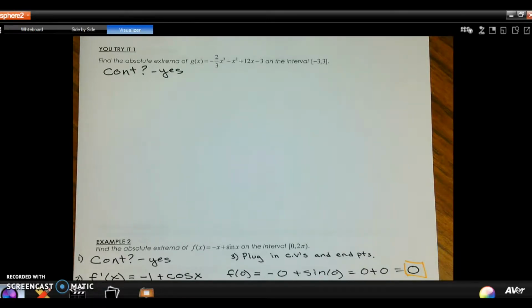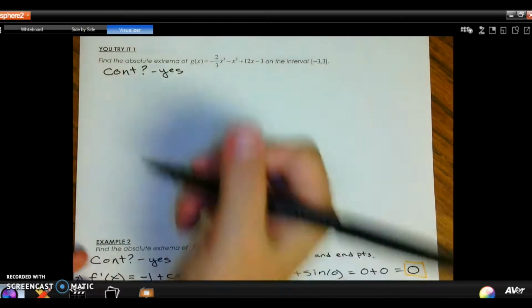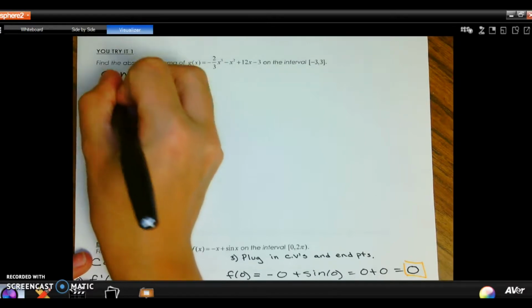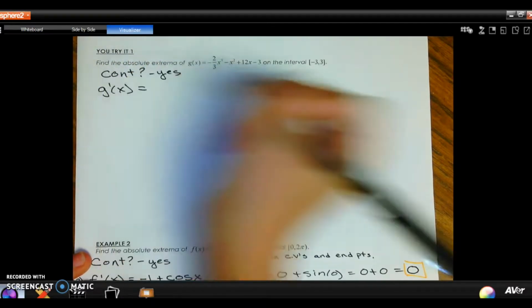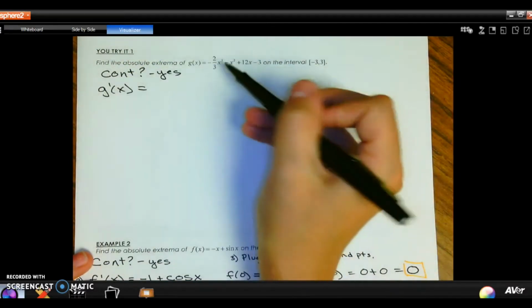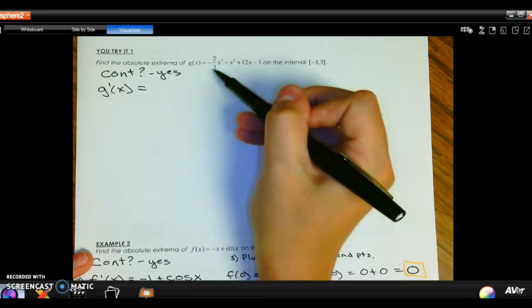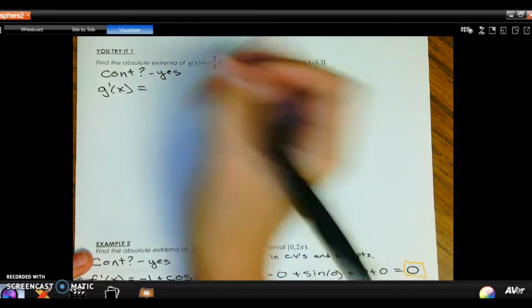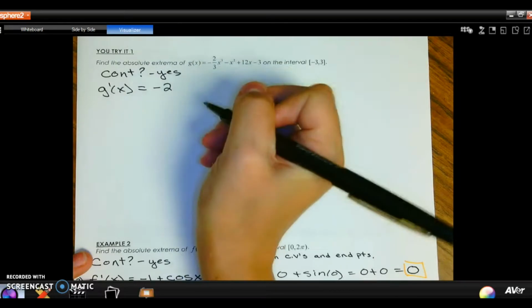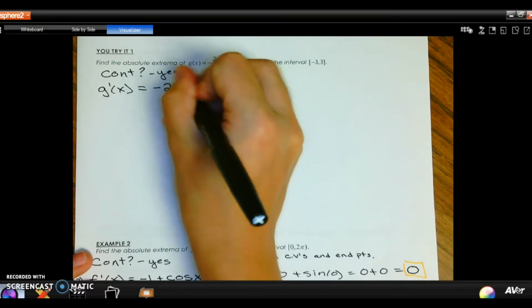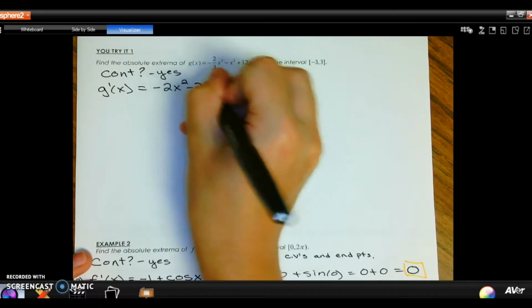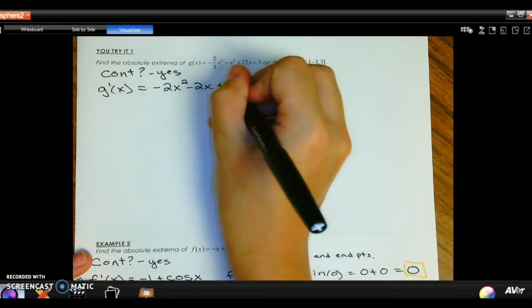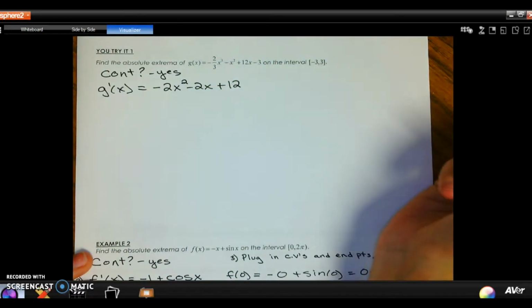Now we're going to take the derivative and set it equal to 0. So g prime of x equals, this is going to be a simple power rule derivative. So this times this is 6 divided by 3 is going to be 2, but it's negative. So we get -2x squared minus 2x plus 12 as my derivative.